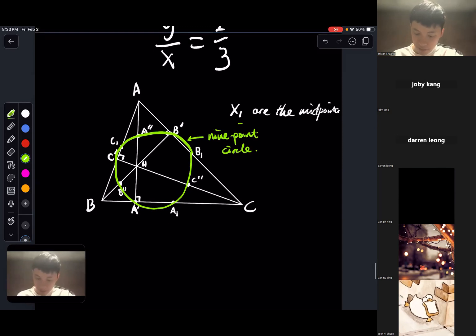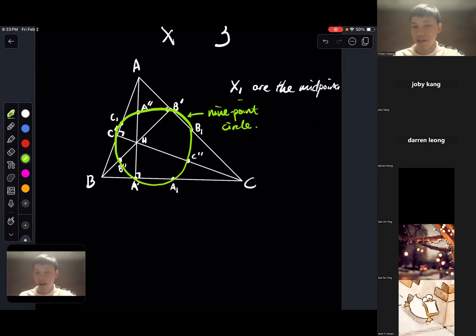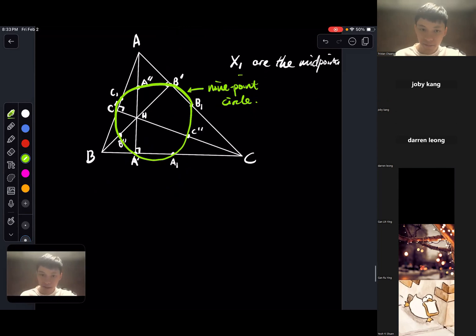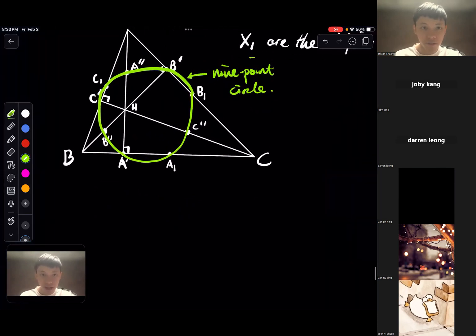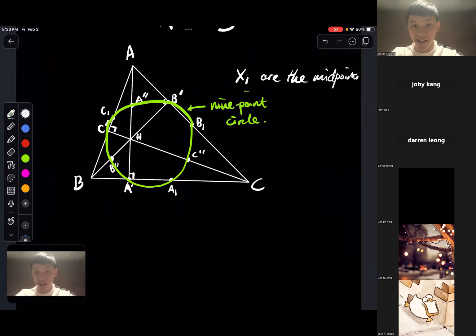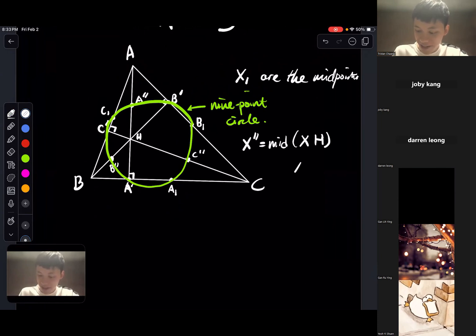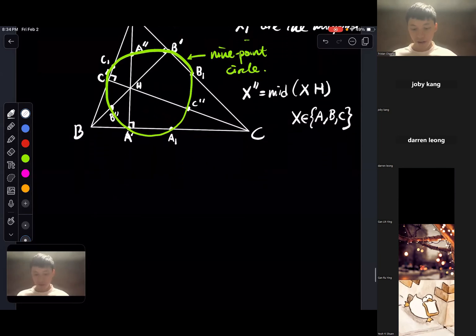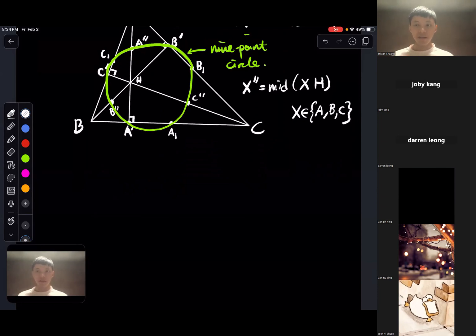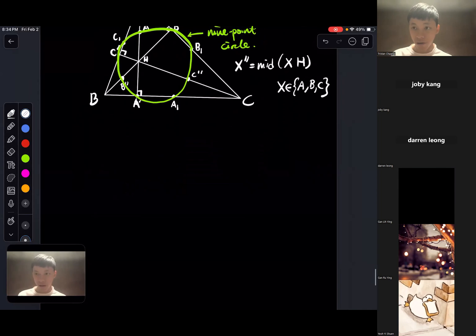Okay. So, well, let's see why these 9 points are cyclic. The X double primes are the midpoints of XH, where X is A, B, C. For example, A double prime is the midpoint of AH. And it hinges on two lemmas, which are very, very nice problems on their own.